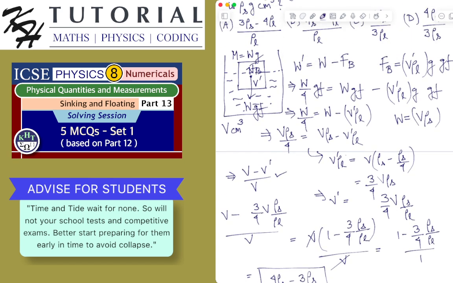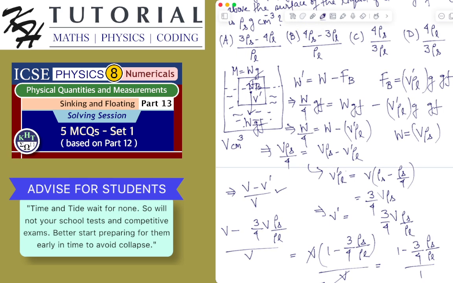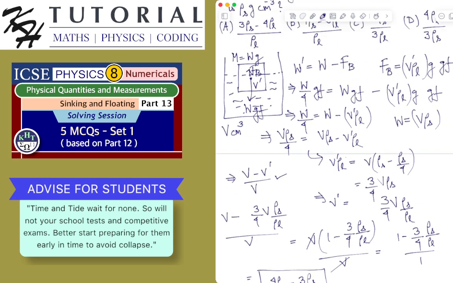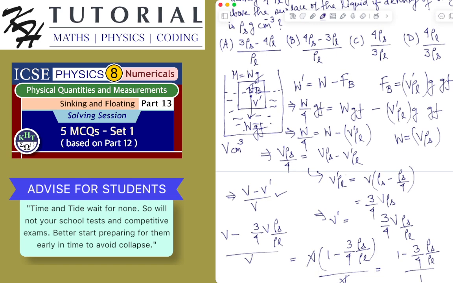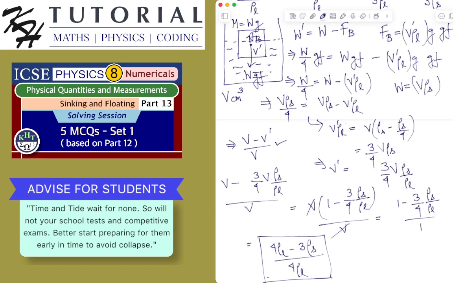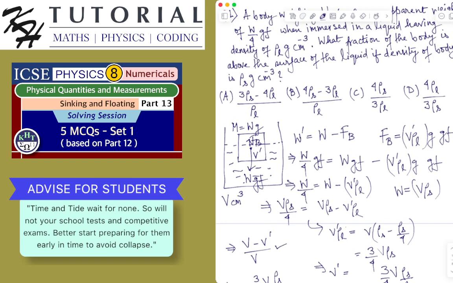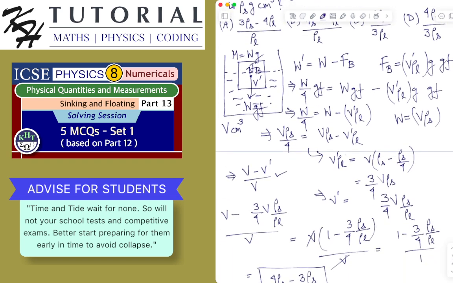My answer is close to A, but in choice A it is given as 3 rho S minus 4 rho L. Let me check if I did the problem correctly or not. The problem has asked what fraction of the body is above the surface of the liquid. So the volume of the body above the surface of the liquid is definitely V minus V dash, and its fraction to the whole body is V minus V dash by V. Okay.